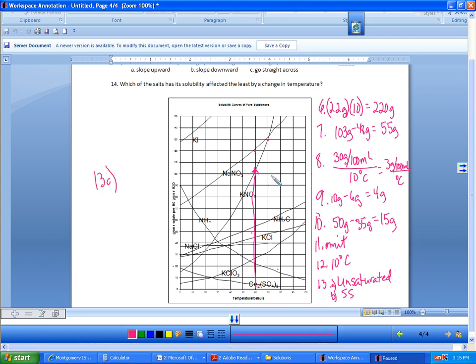13C I'm going to put over here. And 13C is asking me about 80 grams of NaNO3. NaNO3 is right here. 80 grams at 10 degrees Celsius. So right there, it meets with the 80 grams. So that tells me, since it lies on the line, that that one is saturated.